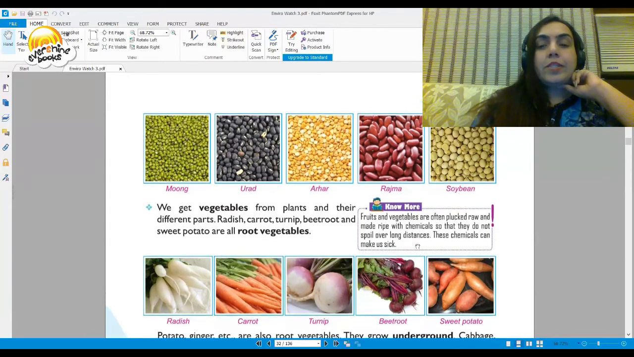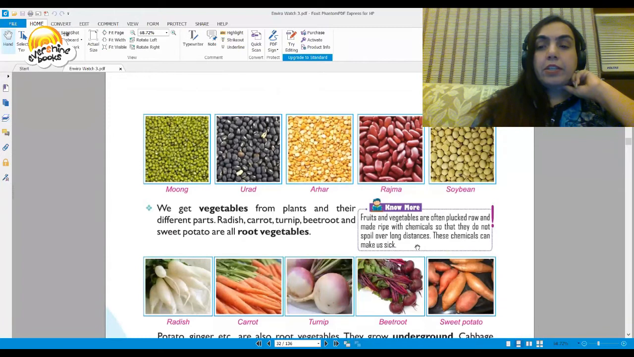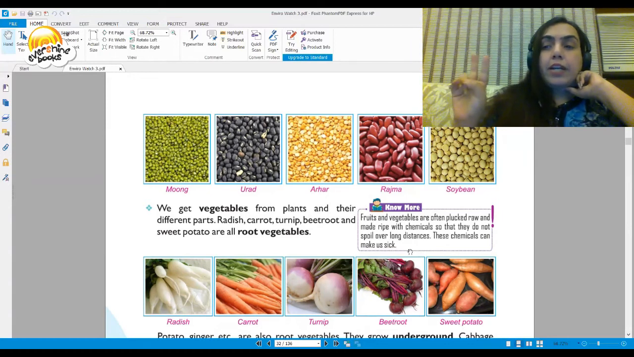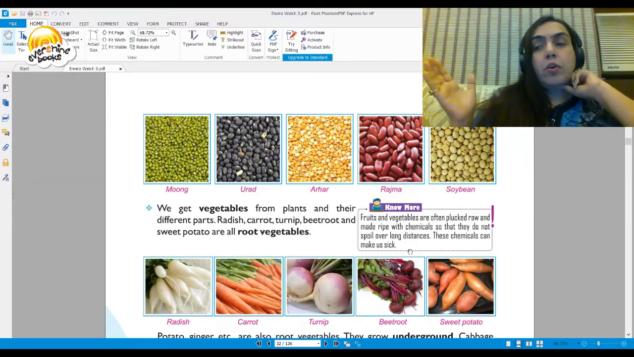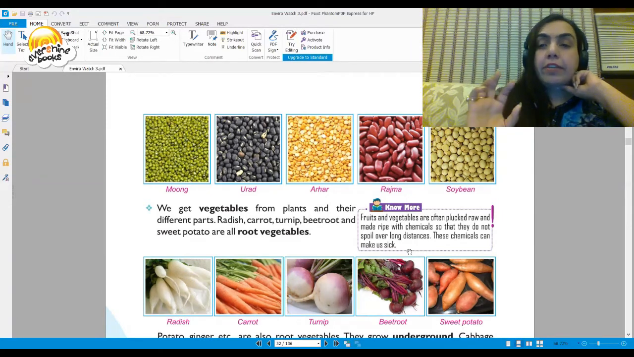Look at this interesting fact. Fruits and vegetables are often plucked raw and they are made ripe with chemicals so that they do not spoil over long distances. These chemicals can make us sick. So you have understood that you would have often seen that there are two varieties of fruits or vegetables. One is the normal variety and one is the organic variety.